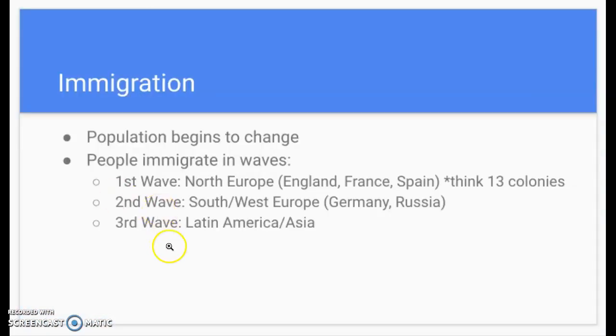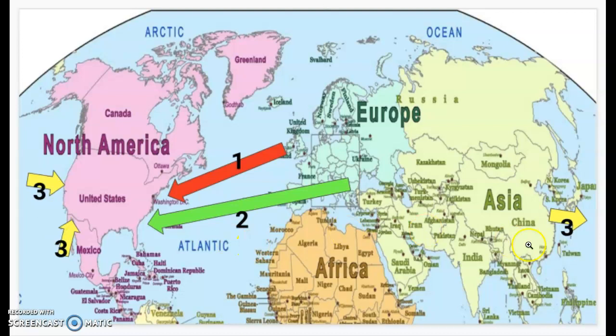And the third wave included Latin America and Asia. Asia, as you guys can see, they have to go all the way around the globe and over into the United States. And then the third wave also includes Latin America, which is down here, and they would travel into the United States.